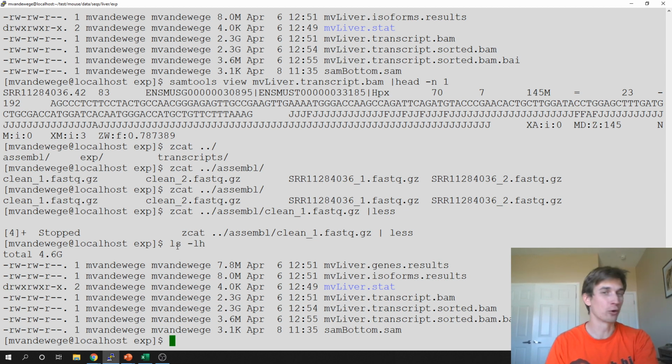So it gives us a coordinate output. And so it's much easier to look through a sorted file than it is to look through an unsorted file. In a lot of cases, tools that use BAM files downstream require a sorted BAM file or else nothing will work.